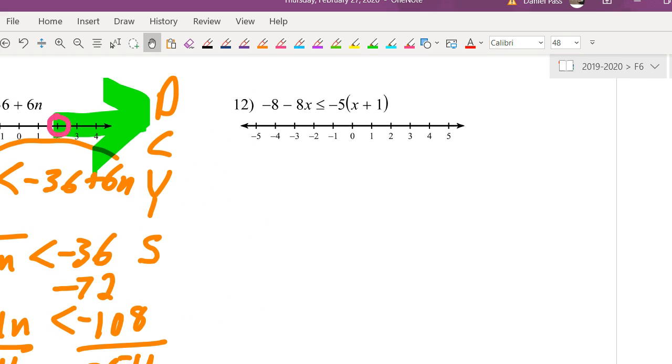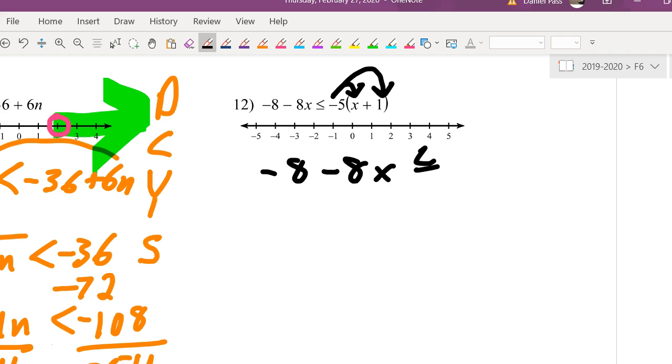All right, first thing, what is it? Distribute. Negative 8, negative 8x is less than or equal to what? Negative 5x and negative 5. All right, there's no combining like terms, so I throw it.